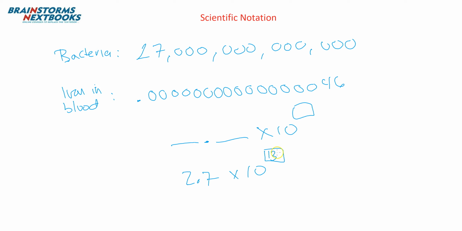Notice this is not just the number of zeros. It's the number of times I move to get to my final destination, which is between the 2 and the 7. Weird? So the decimal started here. Remember, when there's no decimal, it's at the end. And it moved 13 places to get where I put it. So this would be written as 2.7 times 10 to the 13th. Weird? All right, so now let's do this tiny number.